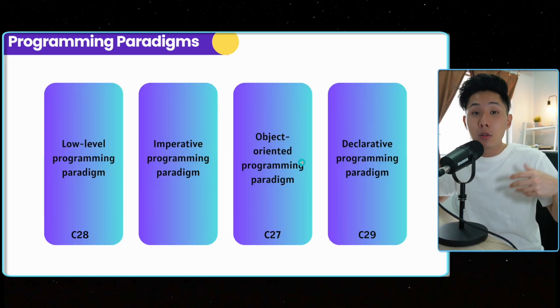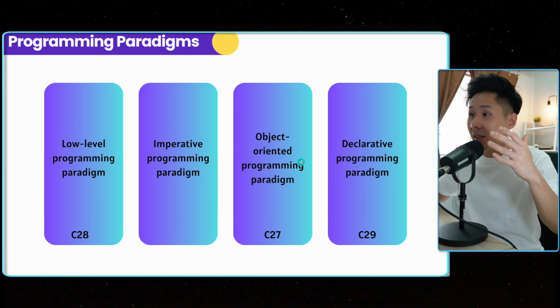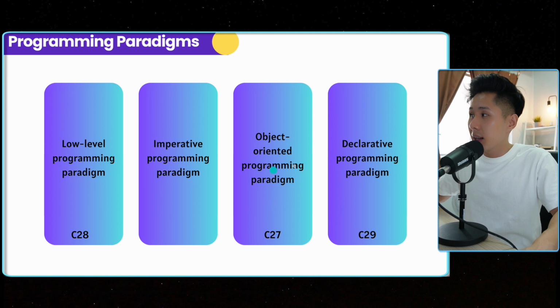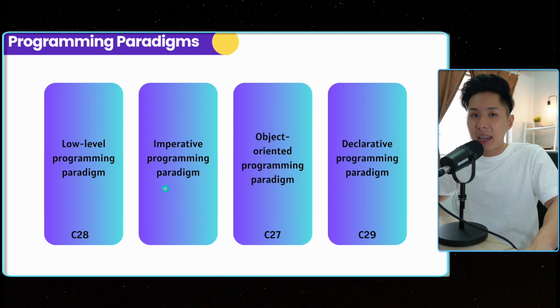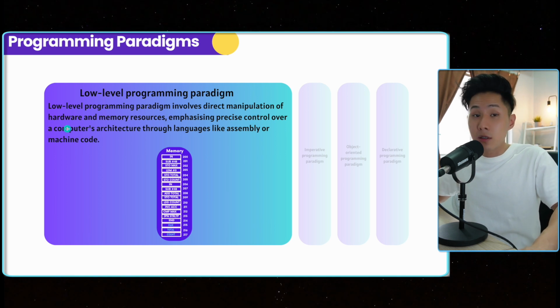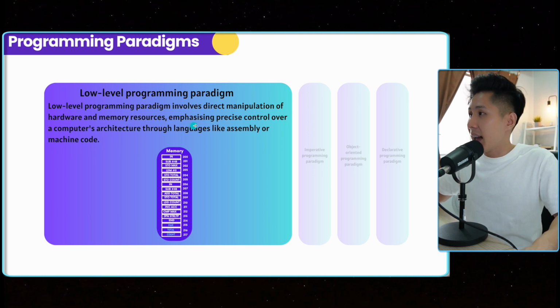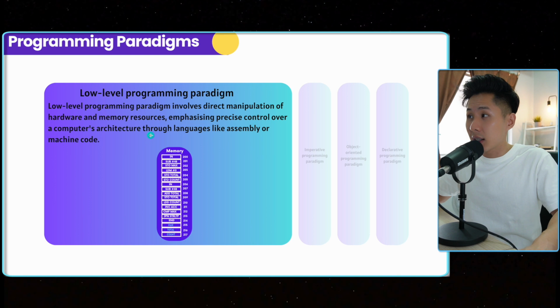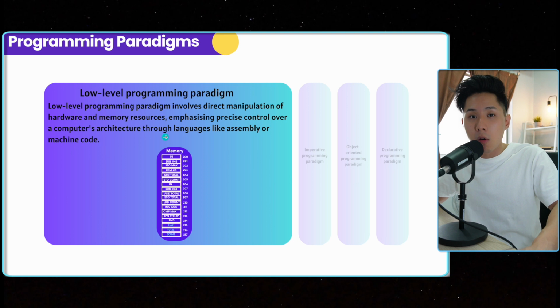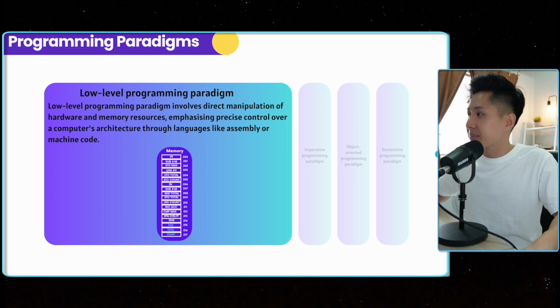The four paradigms that we will be exploring in the following chapters are the low-level programming paradigm, imperative, object-oriented, and declarative. They are covered in chapters 27, 28, and 29 respectively. The low-level programming paradigm involves direct manipulation of hardware like the RAM, CPU, and memory resources, emphasizing precise control over computer architecture through languages like assembly or machine code, which we'll explore more in chapter 28.